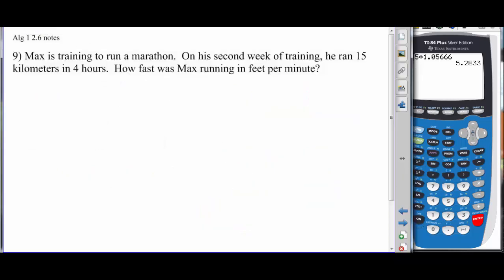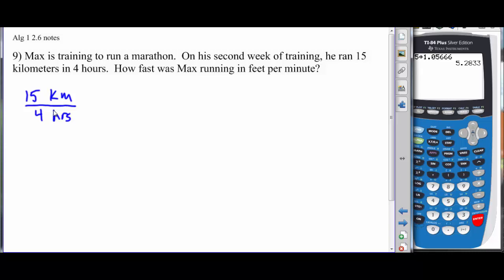All right, one last problem. Max is training to run a marathon. His second week of training, he ran 15 kilometers in 4 hours. How fast was Max running in feet per minute? So he ran 15 kilometers in 4 hours. We need to convert from kilometers to feet, and also from hours to minutes.